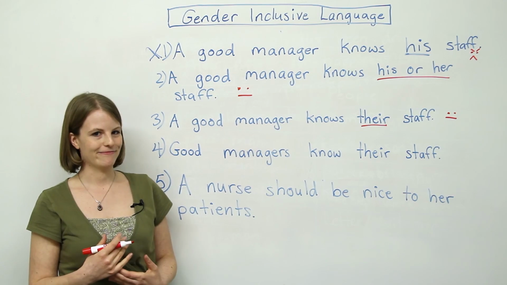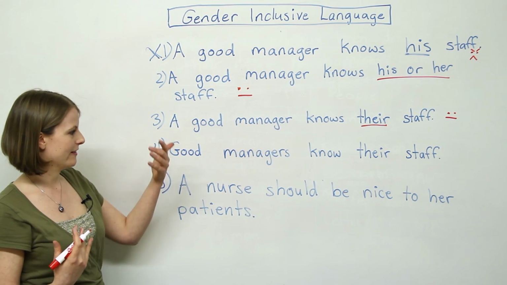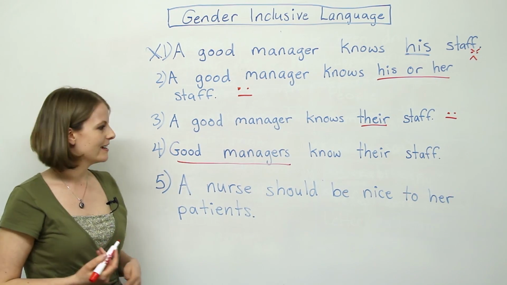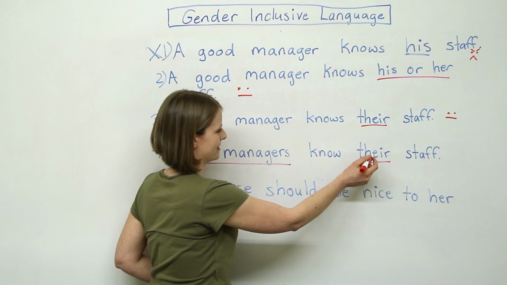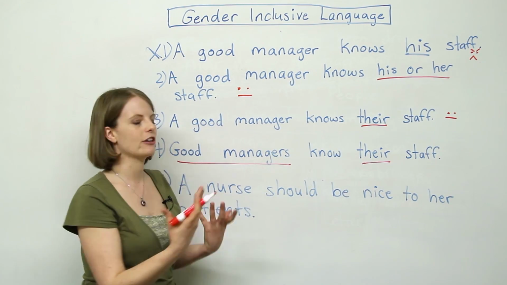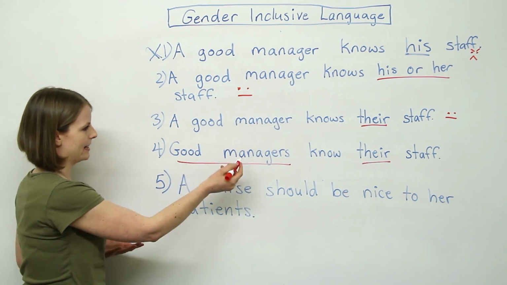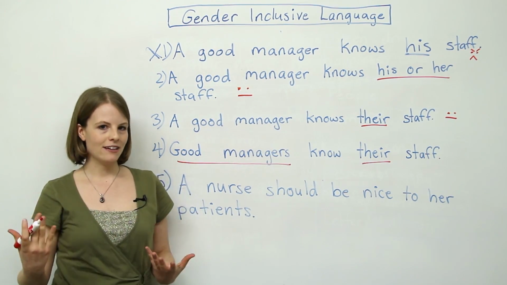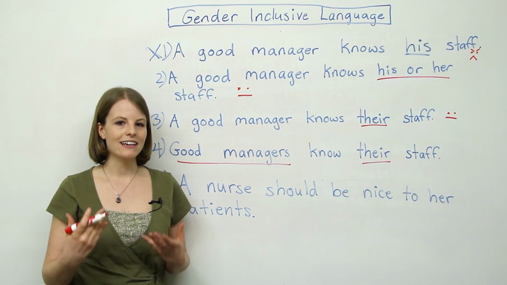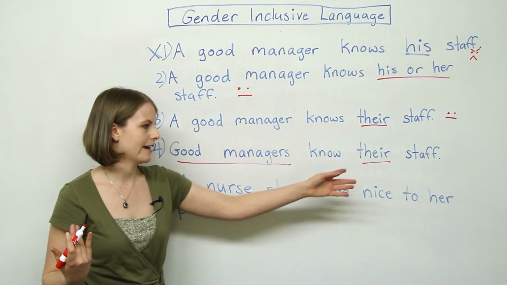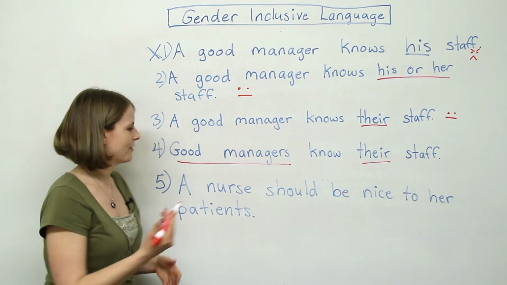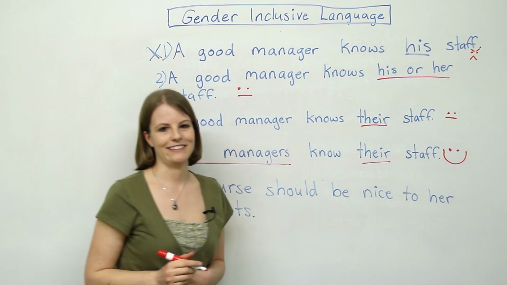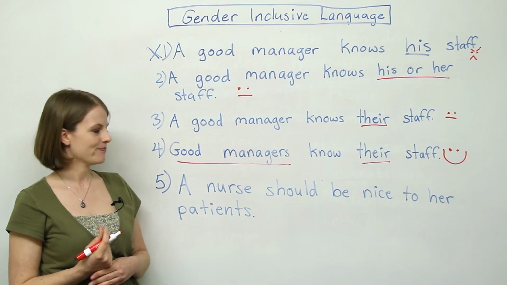Now we get to the best one. The best thing to do if you come across this problem is pluralize it. So then you can use their, and subject, verb, there's an agreement. Now, so we have good managers know their staff. This is the best thing to do. If you can, anytime you come across this problem, make your subject plural and use their. So now let's look at it. So let me give this one a big smiley face. This is the best thing you can do.